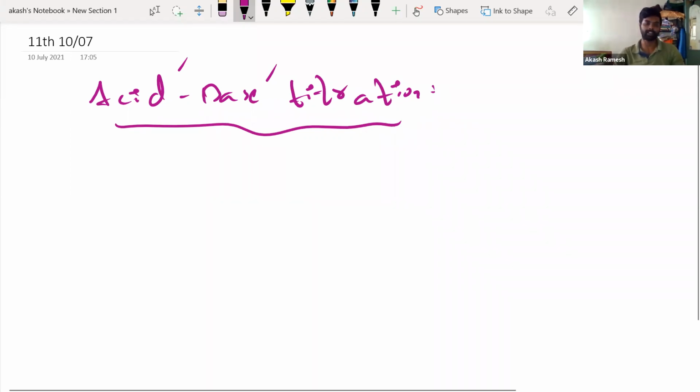So here the base is Na2CO3 and the acid is HCl. And guys, you have to know the reaction also. What will happen if I have Na2CO3 and HCl? Can somebody tell me the reaction? What will happen? The reaction part. Na2CO3 plus HCl gives what?